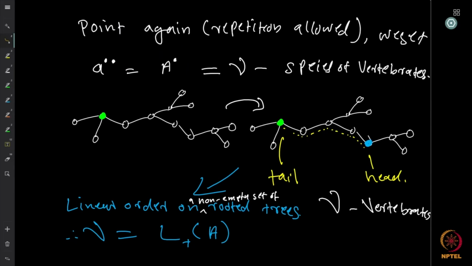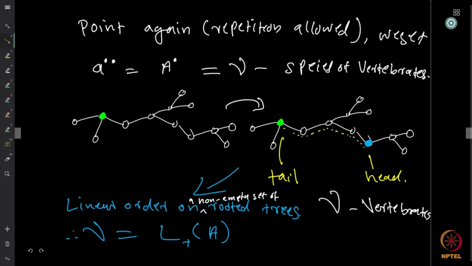And this new structure is called a vertebrate. So what is a vertebrate? A vertebrate is an animal with a spine. Okay. So we call it the species of vertebrates.